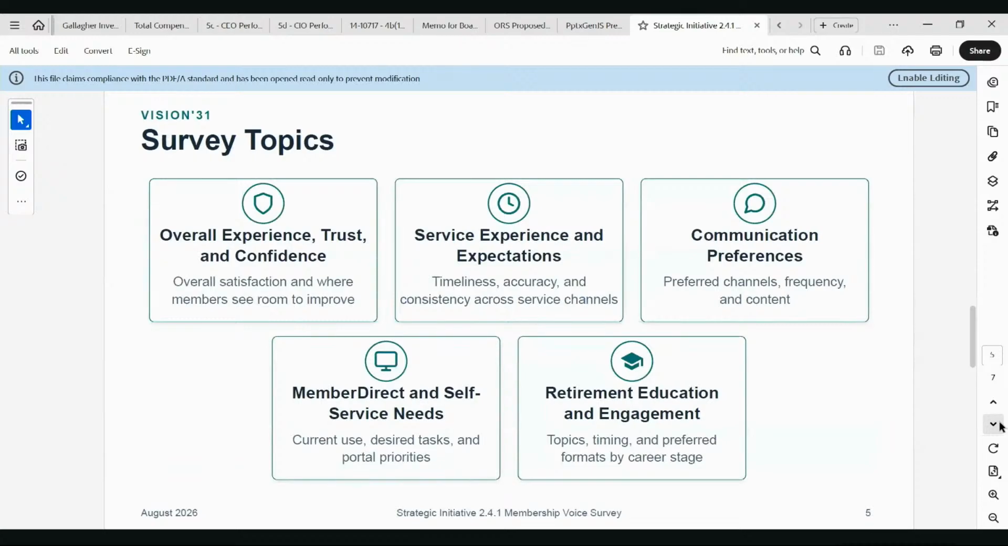The survey topics, we're going to focus on overall experience and confidence to get an understanding of how the members feel about ORS, where their satisfaction is and where we have room for improvement. Some of their service experiences and expectations around timing and accuracy and the consistency that we're communicating through our current channels. Some of their preferences, where would they expect us to be communicating with them that we're not? And then, not to overwhelm them, but what their expectation is around frequency and content.